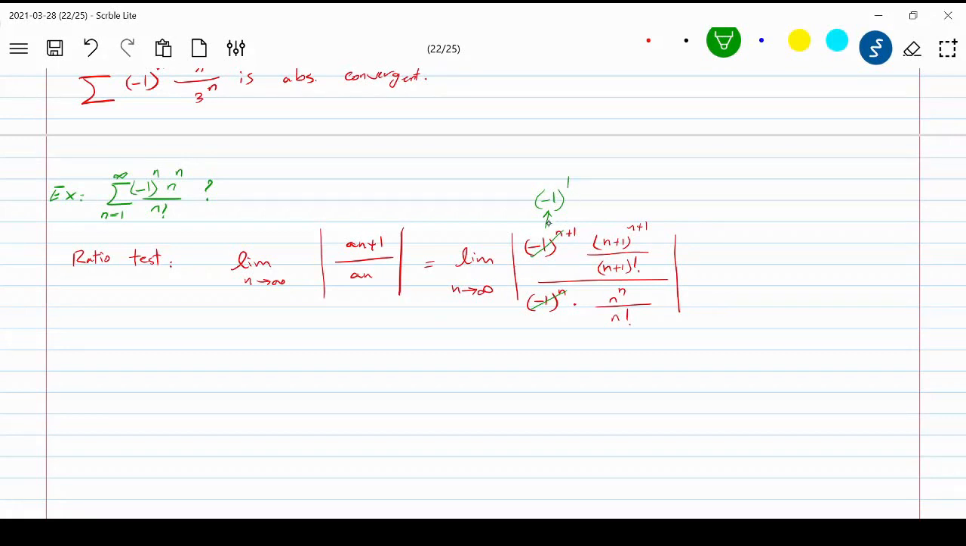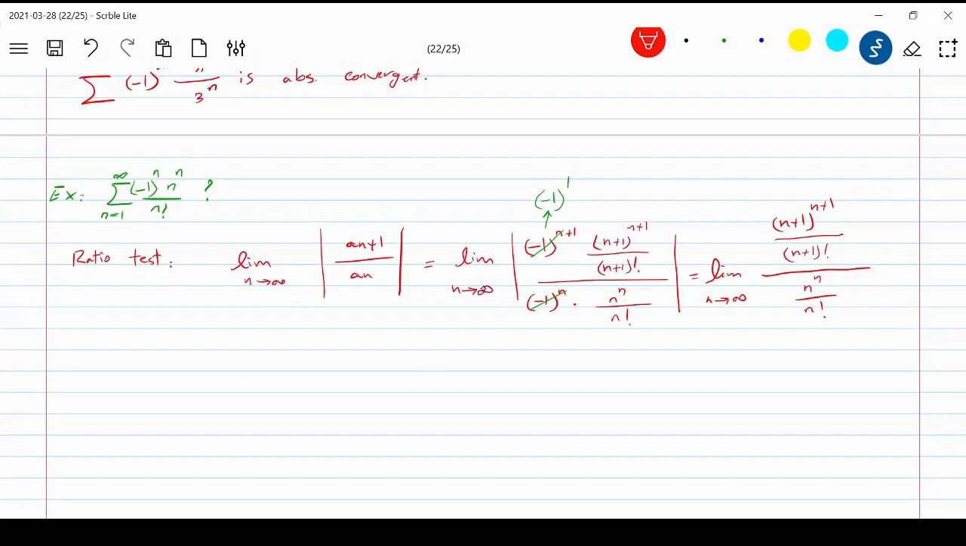And when you take an absolute value, that negative kind of disappears. That's the purpose of this absolute value. It makes it positive. So I can say this is exactly the same as the limit as n approaches infinity of (n plus 1)^(n plus 1) divided by (n plus 1) factorial, divided by n^n divided by n factorial.